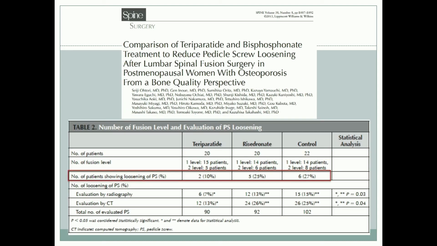The same authors did a follow-up study investigating the rate of pedicle screw loosening with Forteo, and they found a significant reduction in pedicle screw loosening in the Forteo-treated group. There were 3 cohorts in this study: patients treated with Forteo, bisphosphonate, and control. So they reported an overall screw loosening rate of 10% versus 25%, 27% in the risedronate-treated patients versus control.